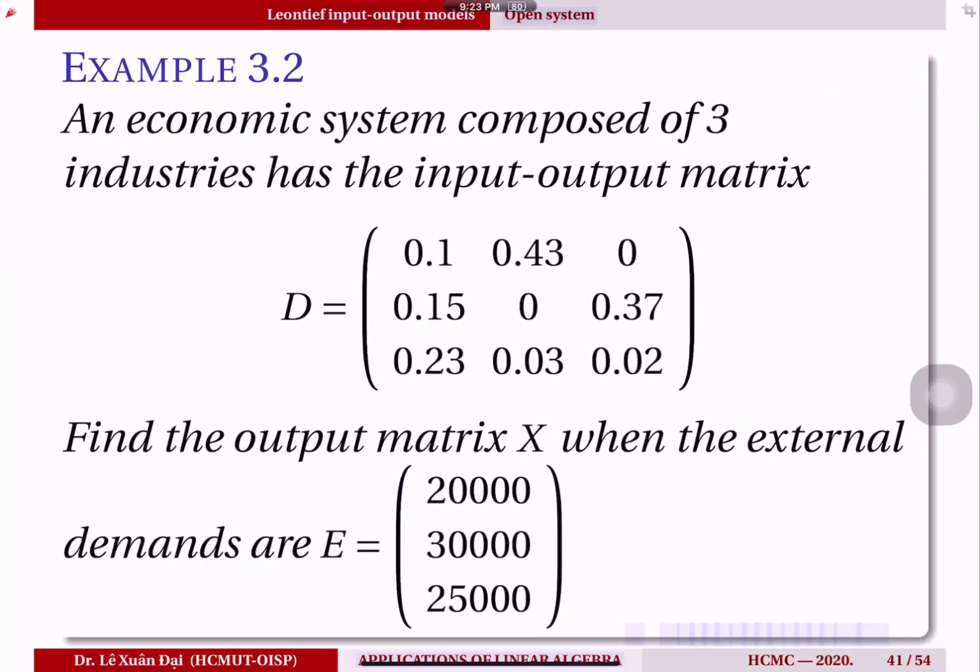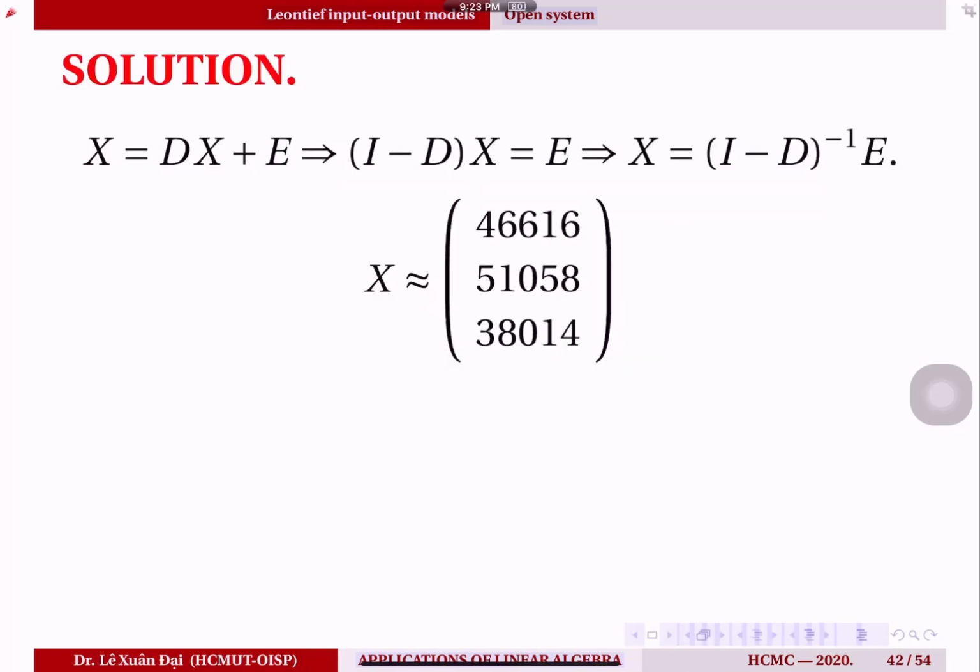Now let's move on to an example. An economic system composed of three industries has the input-output matrix. Find the output matrix X when the external demands are E. Alright, to solve this problem, you just write down the matrix equation. From here, you can find vector X, which is the total output.